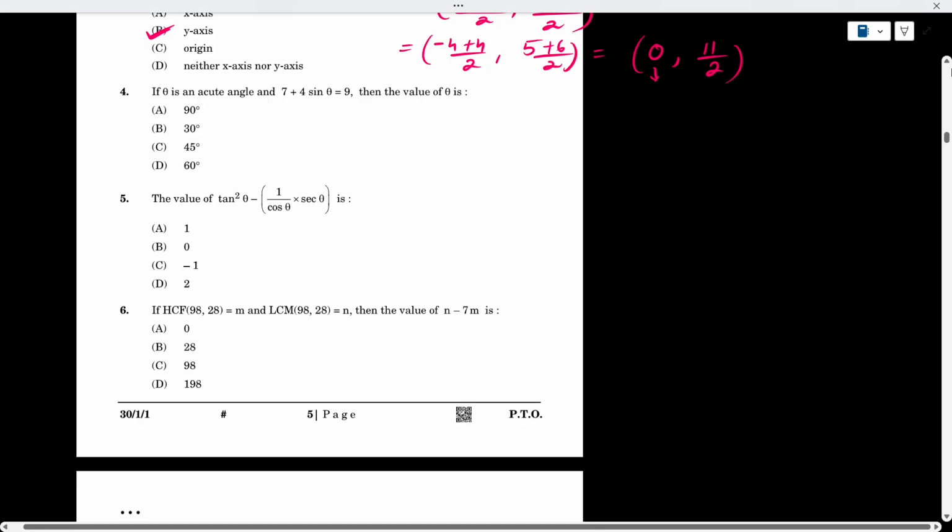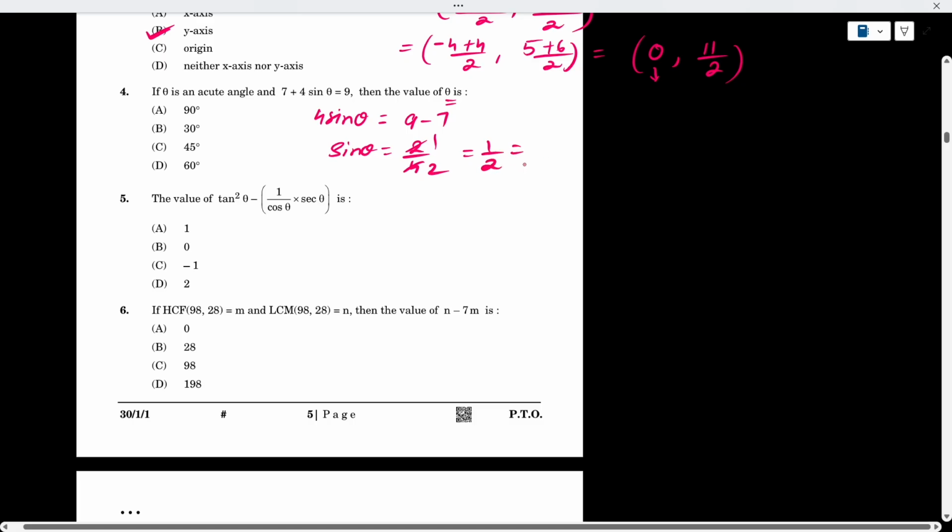If you see, the fourth and fifth questions both are from introduction to trigonometry. What is given here? If theta is an acute angle and 7 plus 4 sine theta is equal to 9, you need to find the value of theta. So using this equation, you need to get the value of theta. So simplify, take all the constant values to one side and sine theta to the other side. So what are you going to get here? Sine theta will be 2 by 4, which is nothing but half.